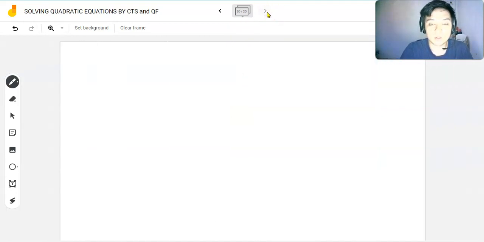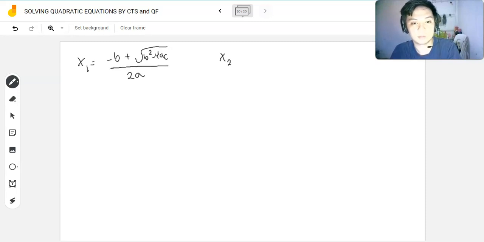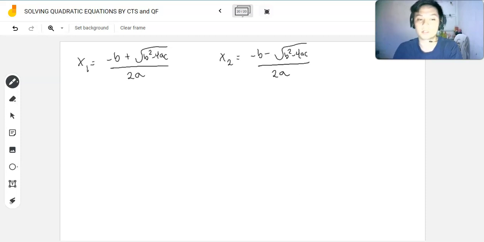What if we're concerned naman sa product? So, again, kanina, we already denoted na yung x sub 1 pwede siyang negative of b plus square root of b squared minus 4ac all over 2a. Tapos, x sub 2 naman is equal to negative of b minus square root of b squared minus 4ac all over 2a. So, this is from the quadratic formula. So, how do we get now the product of the roots?